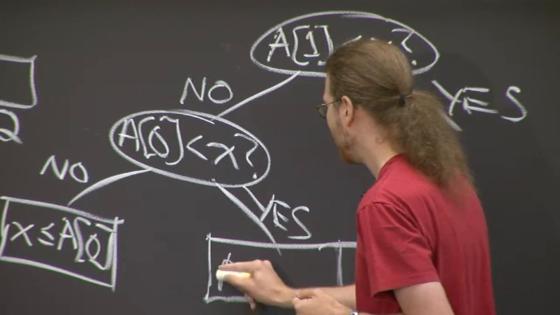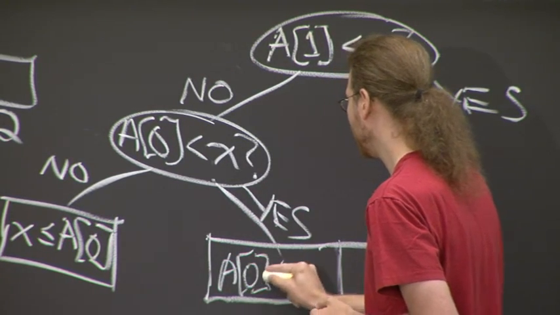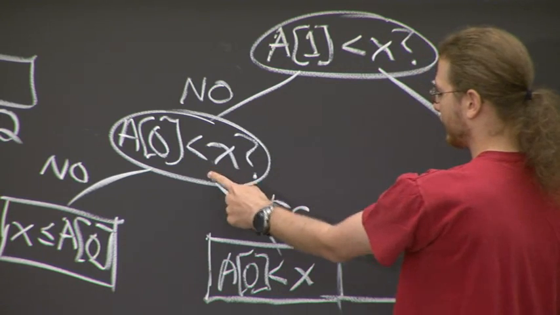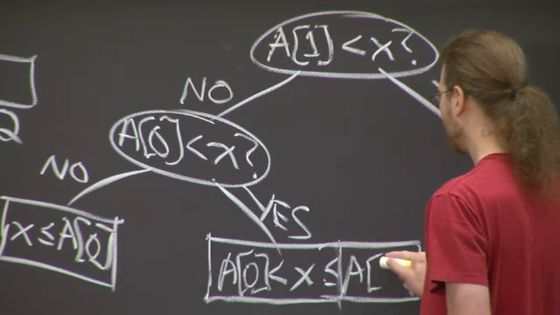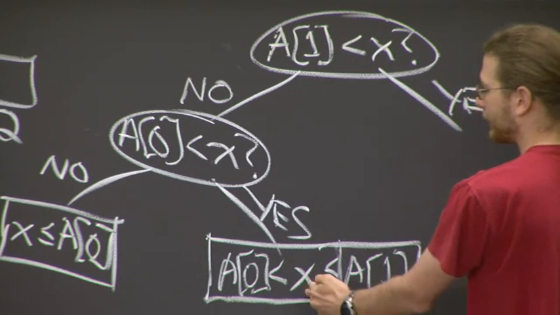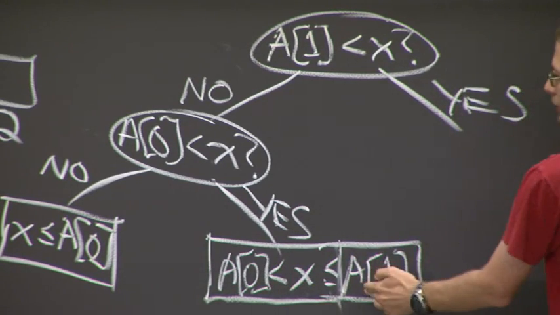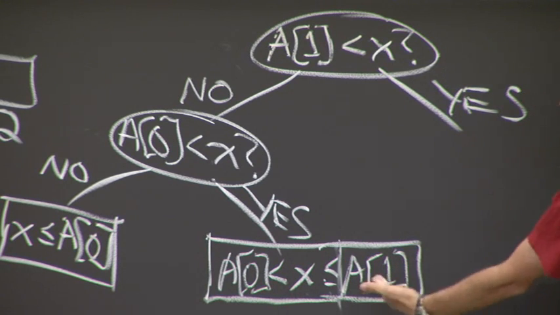So we have A0 is less than X. That was the yes to this. And the no to this means that X is less than or equal to A1. And so we've basically identified where X fits. It's in between those two values, possibly equal to this one. Again, one more comparison, you could figure that out.